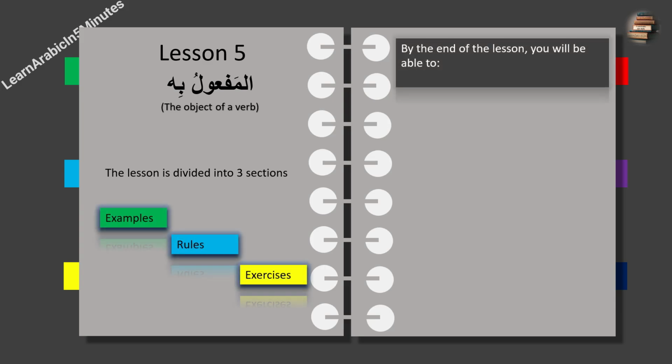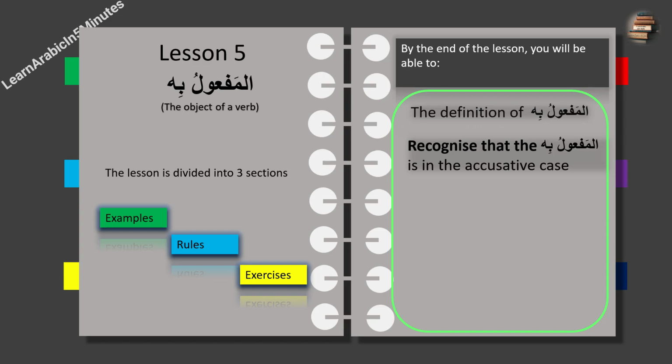Okay, first we'll provide the definition of al-maf'ul bihi. And like the fa'il, the maf'ul bihi is in the accusative case. Okay, what does that mean? And how can we recognize it in a sentence?